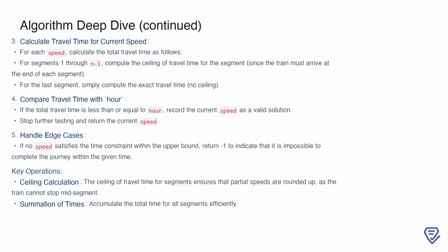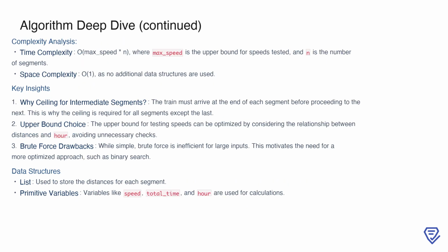If no valid speed is found within the upper bound, we return -1 to indicate that meeting the time constraint is impossible. Critical operations in this approach include the ceiling calculation, which ensures the train adheres to the segment-wise timing requirements, and the summation of times across all segments. This process highlights how the brute force method systematically evaluates each speed while accounting for edge cases where no solution exists. Analyzing the brute force approach reveals its computational limitations.